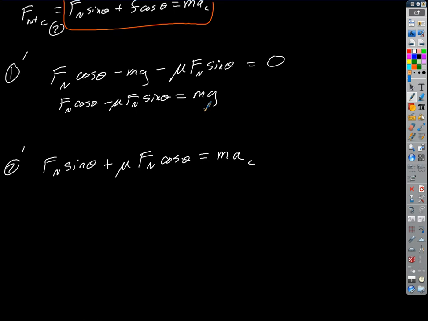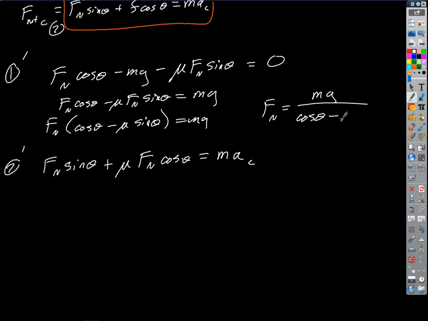This ought to look a lot like some stuff we've done in calculus this year, when we're solving for y prime when we're doing implicit differentiation, right? So we're going to factor out the F sub n, and we're left with cosine theta minus mu sine theta. And then we just divide both sides by that, right? So we know that normal force has to equal mg divided by cosine theta minus mu sine theta, right?